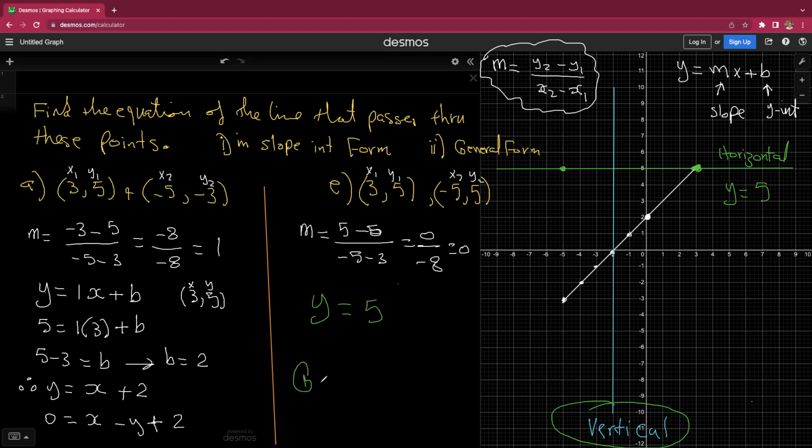And if you want to write this in general form, you move the 5 to the other side, so it becomes y minus 5 equals 0.